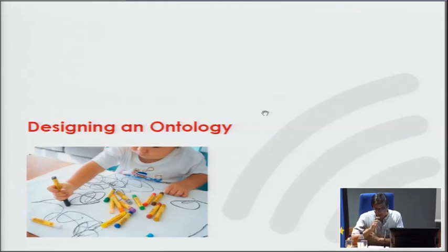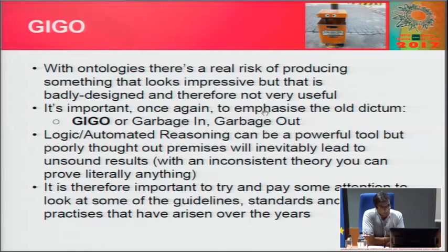So before we go into the next part of the presentation, which will look in more detail at the application of ontologies in the digital humanities, I want to spend a few minutes and a few slides to touch on some of the issues involved in designing an ontology, and also for evaluating whether an ontology is well designed or not. I want to sound a note of caution, because with ontologies there's a real risk of producing something that looks impressive, but because it's been badly designed, it's actually not very useful at all.